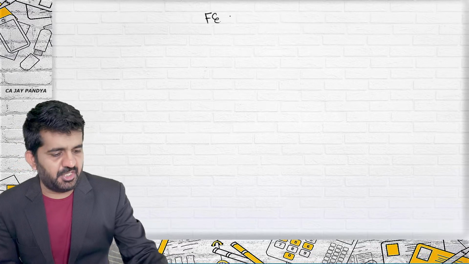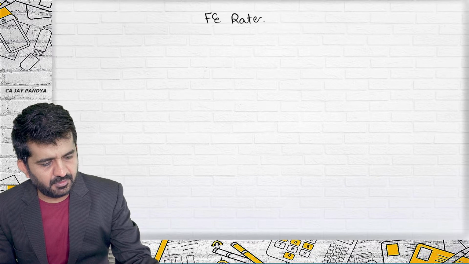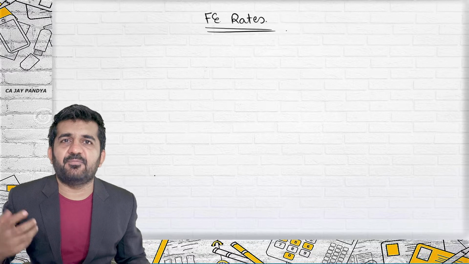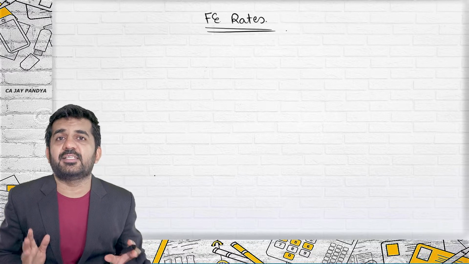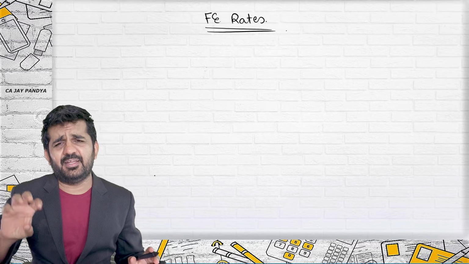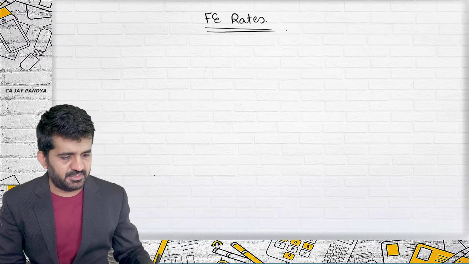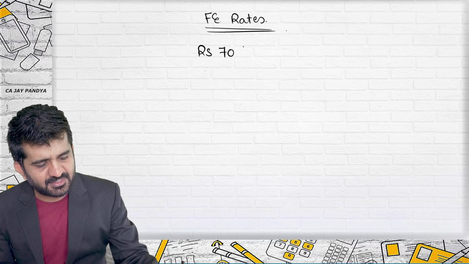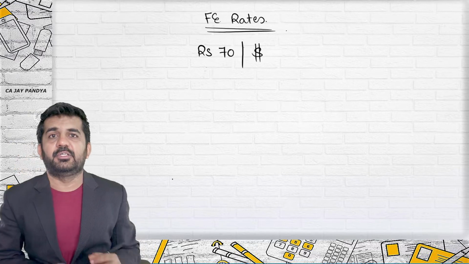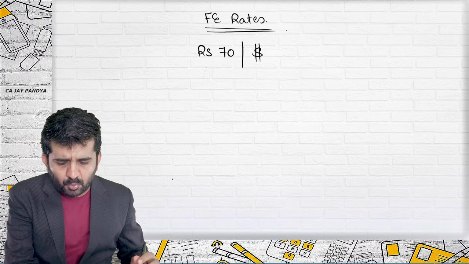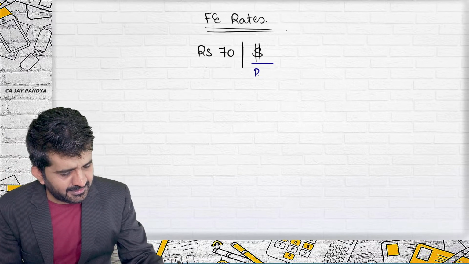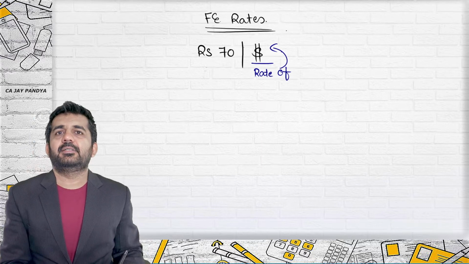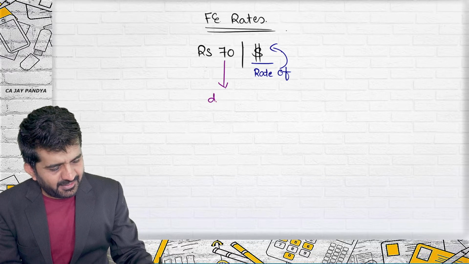Next point that we are going to learn is foreign exchange rates. Try to understand, when you go to CA final, we will be learning Forex as a chapter in SFM. Here we are having just basic idea of foreign currency. Say I am telling you one rate, rupees 70 per dollar. Try to concentrate. This rate is of dollar denominated in rupees.